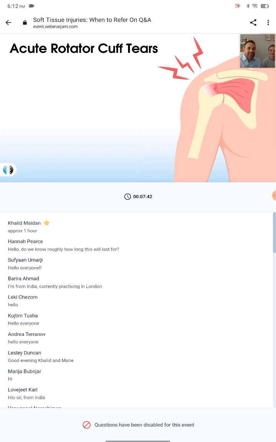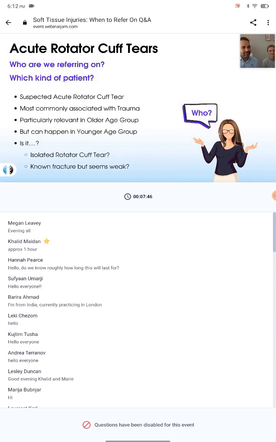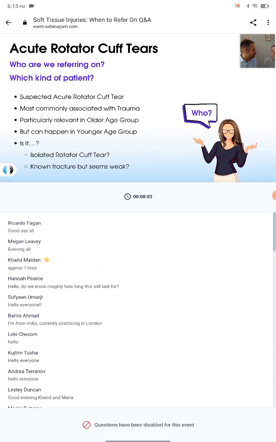So let's get started with acute rotator cuff tears. So first of all, Marie, I'll come to you, of course, on this as a shoulder specialist yourself. So when we think about who we're referring on and what kind of patient, who are the main clientele, the main demographics of individuals who you might suspect have an acute rotator cuff tear in the first place?